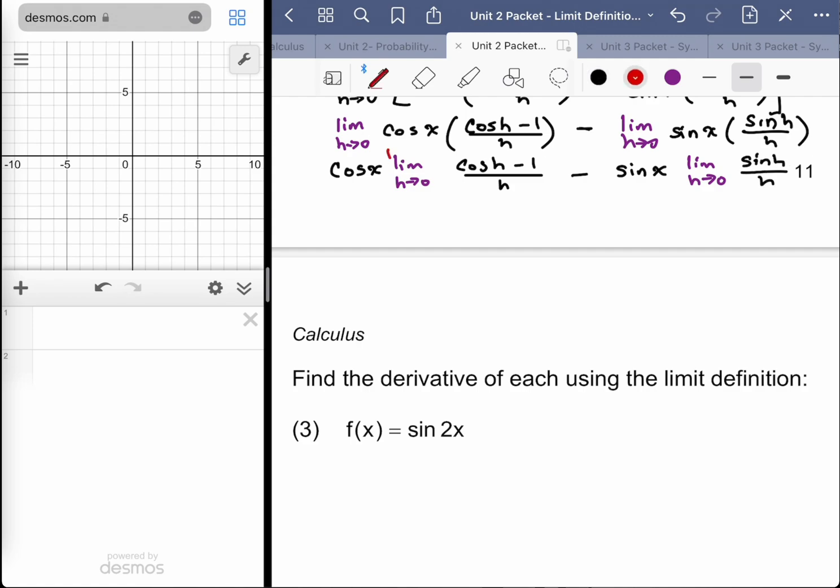And each one of these pieces amounts to a rule. Top of the page, you can see what those are. But the short answer is this one goes to 0. This one goes to 1. And so after all of this, we have cosine times 0 minus sine times 1, which is going to be negative sine of x. And so that's what my derivative is going to be.